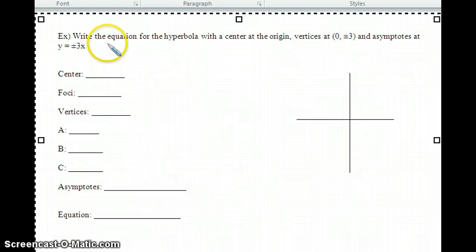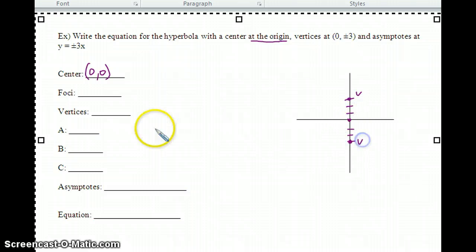Okay, our next example says write the equation for the hyperbola with a center at the origin. So let's plot that. Center at the origin, that would be 0, 0. Vertices at 0, plus or minus 3. So we go up 3 to get a vertex, we go down 3 to get a vertex. So 0, plus or minus 3 were my vertices. And asymptotes at y equals plus or minus 3x.